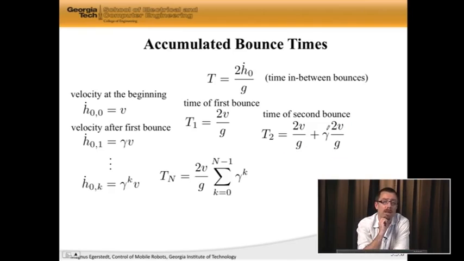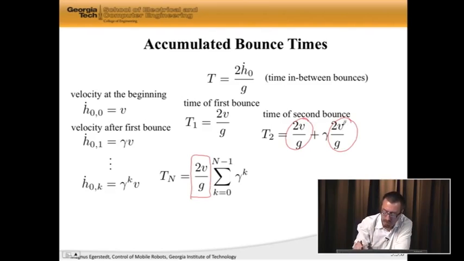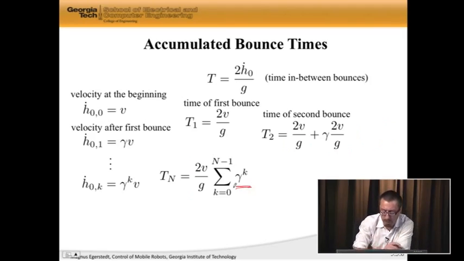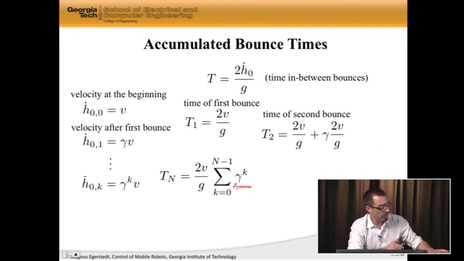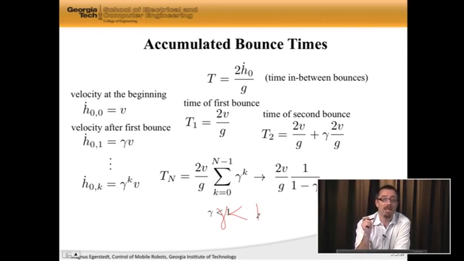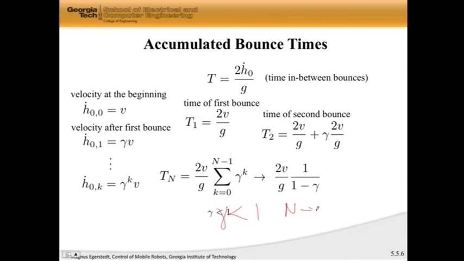And so forth. This tells me that the time of the nth bounce is given by this 2v over g, which is this term that shows up over and over again. And then every bounce gets this gamma to the power k accumulated. Now, this is what's called a geometric series. And if you look that up, or you happen to know it, if gamma is less than 1, which means that you're not adding energy at the bounce times, this will actually converge, in the sense that when n goes to infinity, this thing becomes equal to this expression.